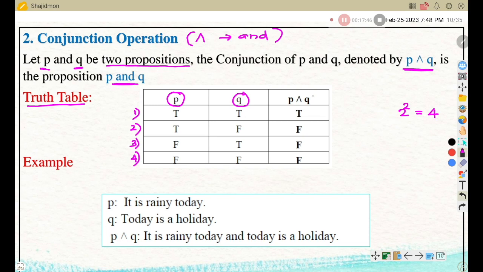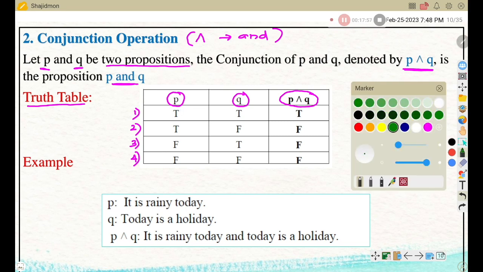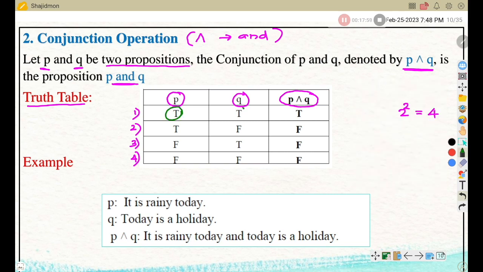Now what are the truth values of P and Q, the conjunction operation? So true and true. You can see the table. First one true, second one true. So true and true means what is the value? True, correct? Both are true means the statement will be true. Now true and false, what is the answer? False. Now false and true, what is the answer? False. False and false, what is the value? False.